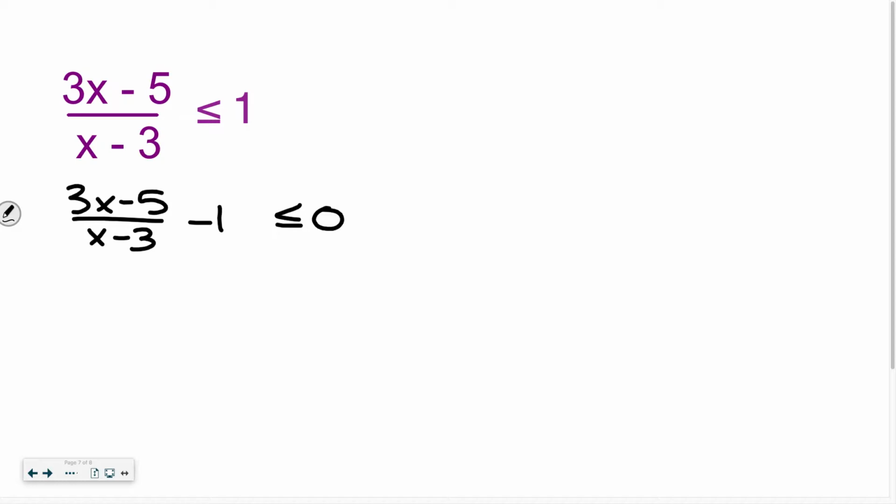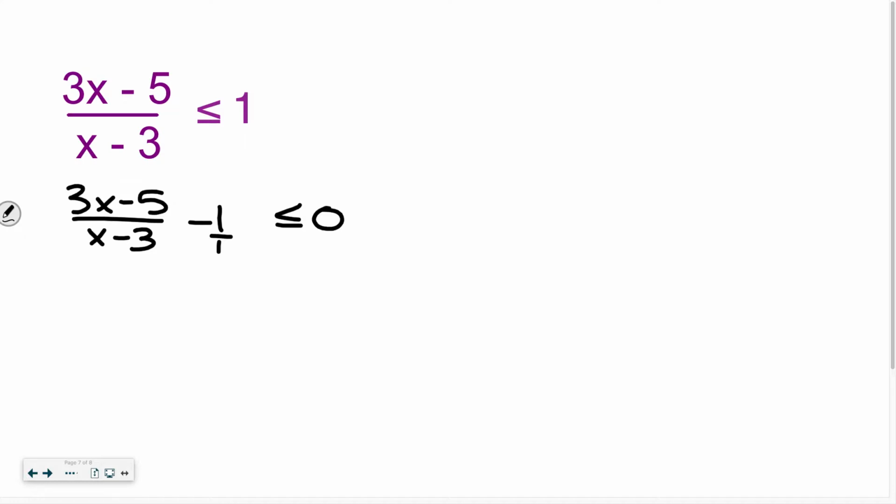When I taught you rational functions in section 2.6, they were always n of x over d of x, and there was never anything added on the back. So in order for us to use our rules, like set the numerator equal to 0, set the denominator equal to 0, we need to combine these. We need to actually subtract them. Do you agree this is subtracting 1 over 1?